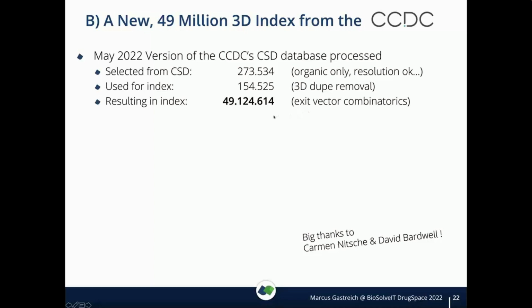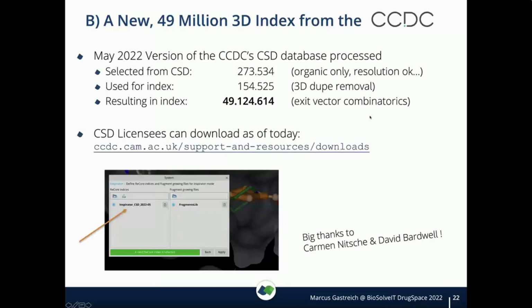We yielded almost 50 million exit vector combinatorial containing fragments that you can then insert. So that again is also a big index. We've put it online on the CCDC's webpage. You need a CSD license to actually access this fragment index to be able to work with it. But I'm sure many of you will have a license, so you are good to go.